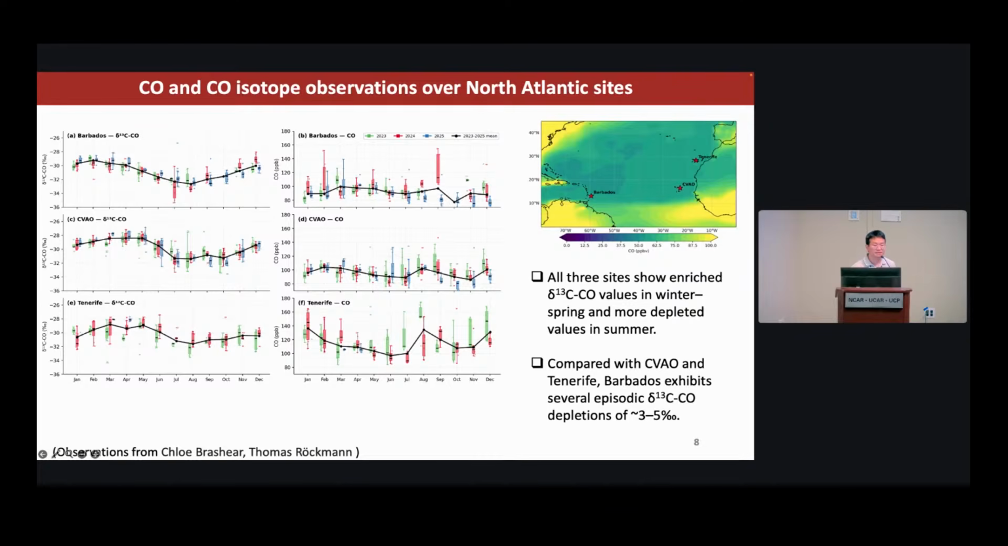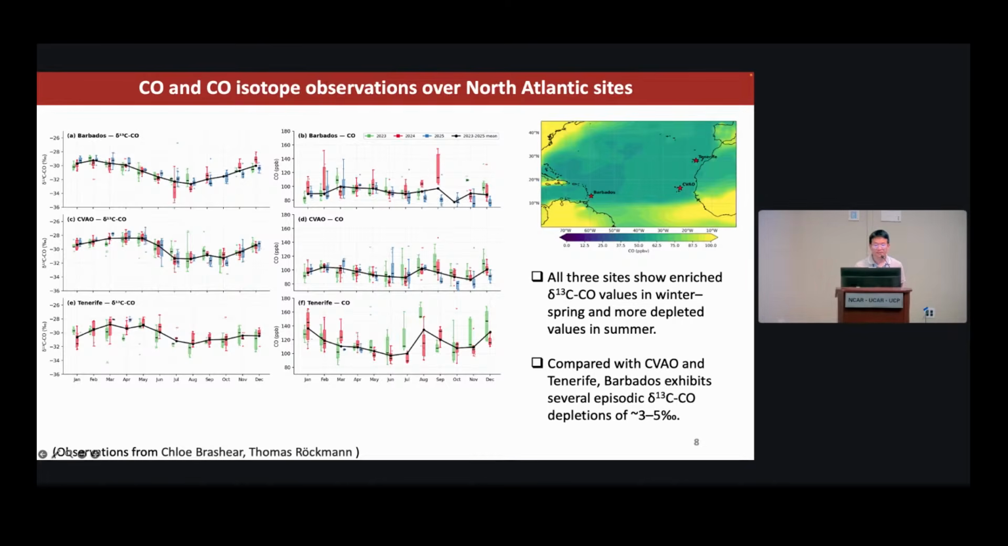We can see they have a very clear seasonal cycle with much more enriched in the winter and more depleted in the summer. Between the sites, we also notice for Barbados is an additional 3 to 5 per mil more depleted in the summer. In the right column, we show the CO at the 3 sites. We can also see a seasonal cycle, but it's not that strong as the CO isotopes. We can find the CO is higher in the autumn and winter, but less in the spring and the summer.